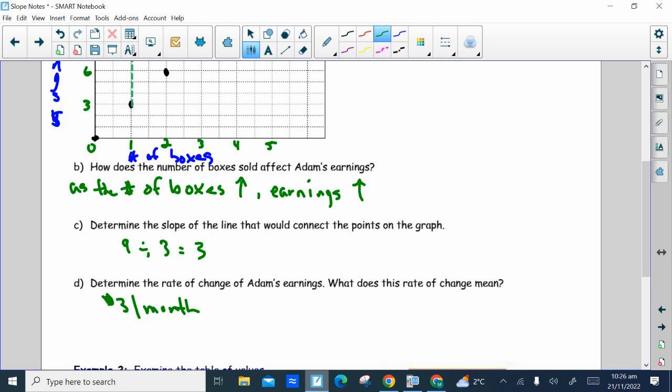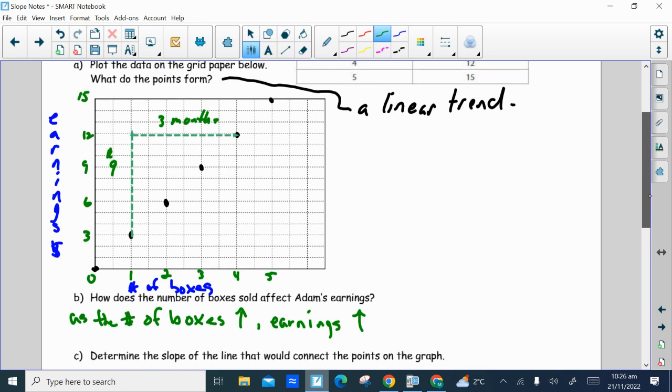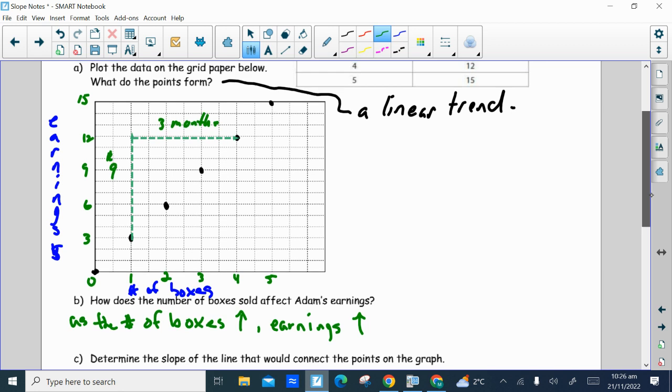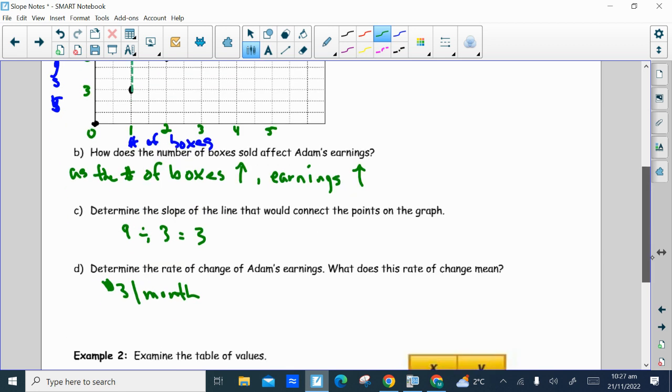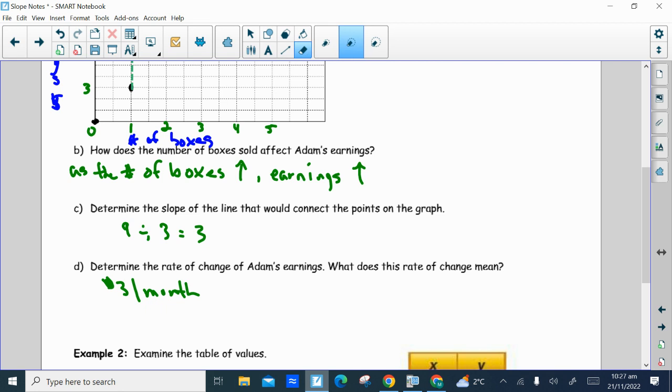And to determine what it means, to interpret it, look at what your axes are labeled with. The earnings is along the y-axis. The boxes are along the x-axis, so it's $3 per box. Sorry, not month. So when you go rise over run, it's dollars over boxes, or dollars per box.